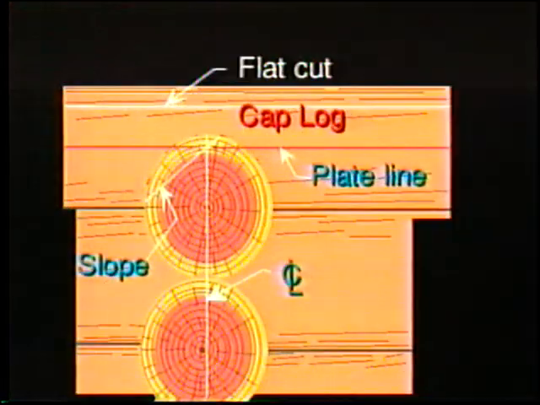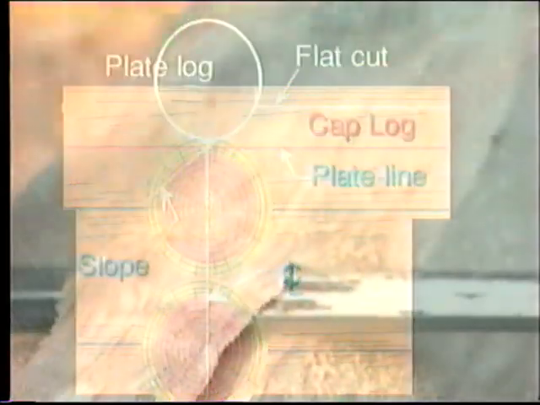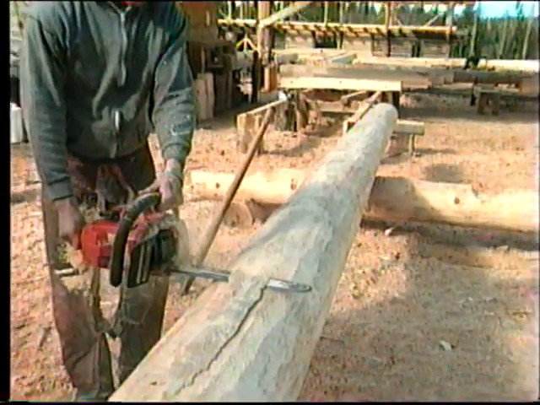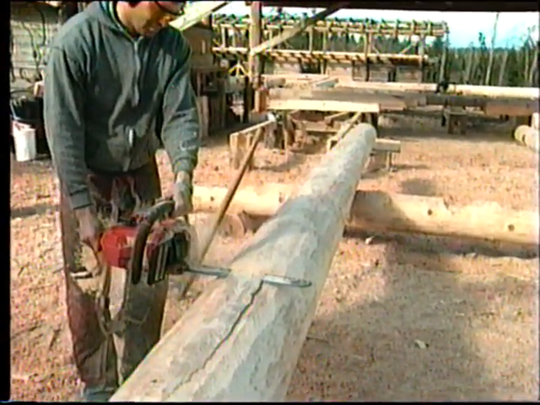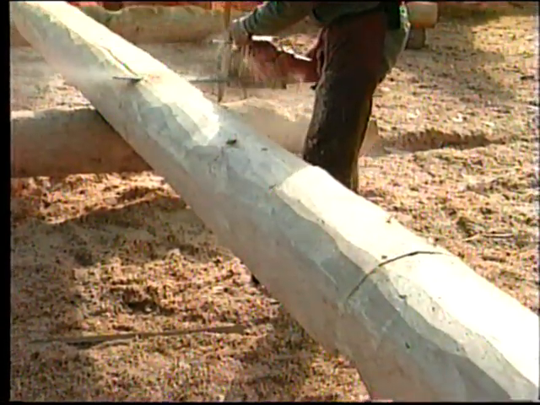You will want to make a flat cut on the top of the cap log. This flat can be almost any height as long as it is sufficiently above the notch, let's say 100 millimeters. But the plate line that you snap on the cap log should be the same height as the line you located on the plate log. If this or any flat cut is to stop part way, make the end cuts first to avoid overcutting.